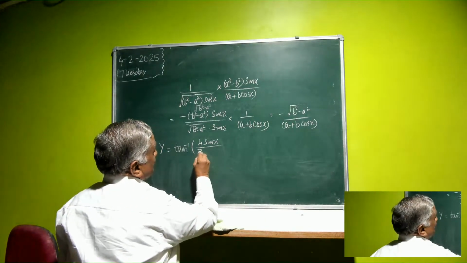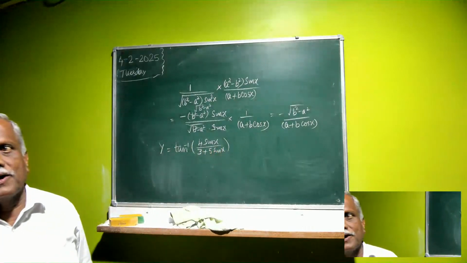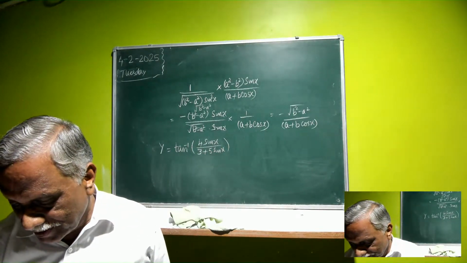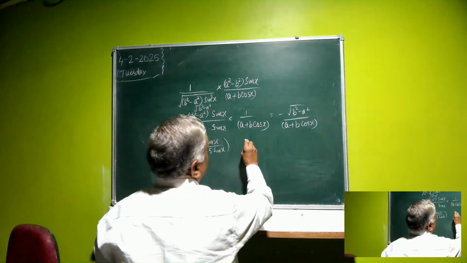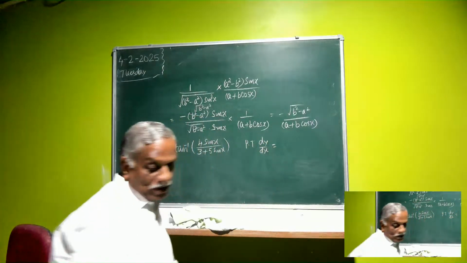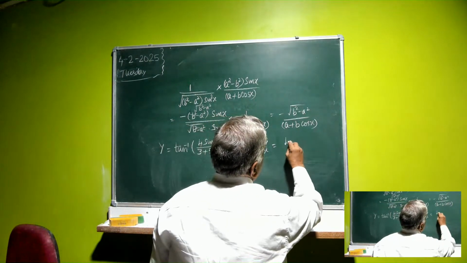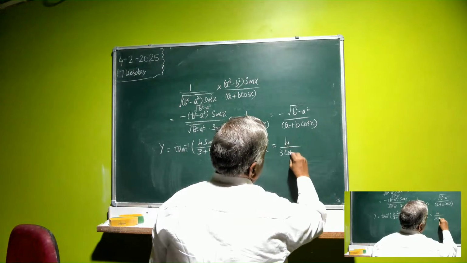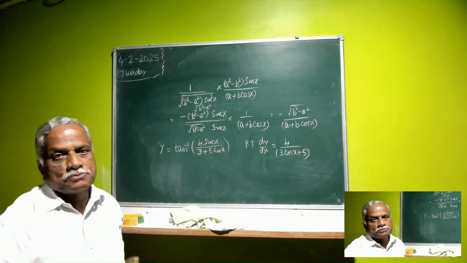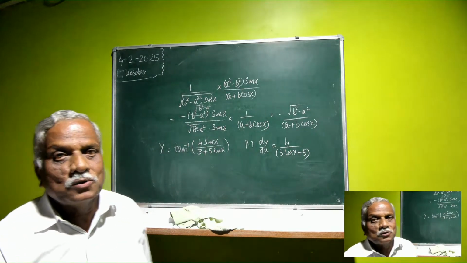3 plus 5 sin x. All these problems were part of the second PUC portions earlier in 2014. After 2014, they have reduced the syllabus, so things have become easier. 4 over 3 cos x plus 5. These two problems are just to teach you how the chain rule works.